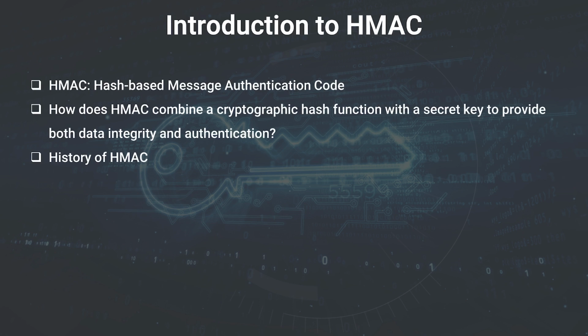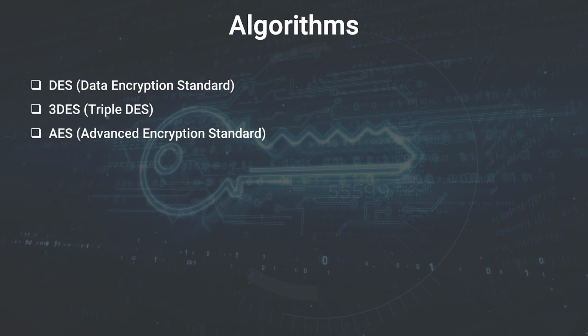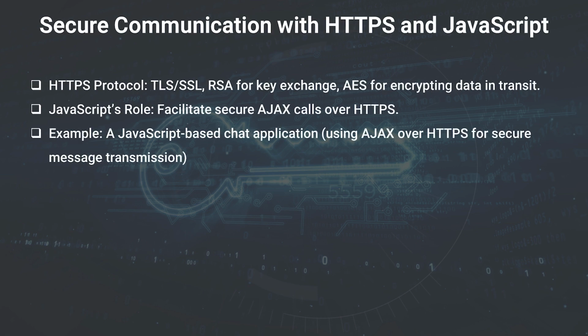In Module 6, we'll explore advanced cryptographic techniques. You'll learn about implementing the HMAC algorithm, code obfuscation to protect your JavaScript, and using AES, DES, and triple DES applications. We'll also cover the RSA algorithm and secret key cryptography, providing you with a comprehensive toolkit for securing your JavaScript applications.